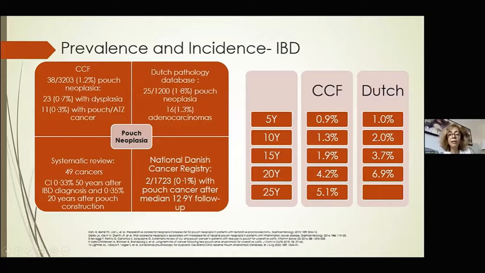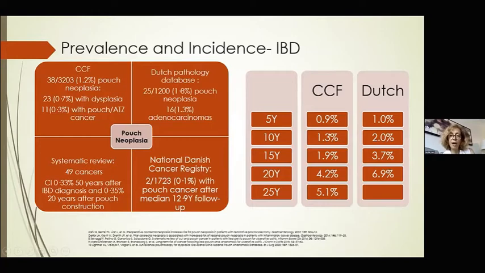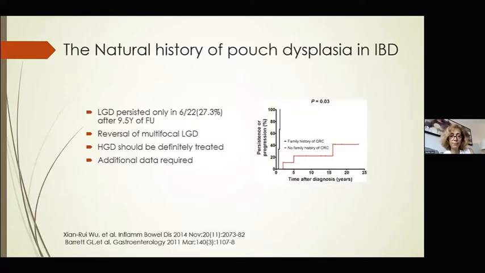And the right panel shows the cumulative incidence of pouch dysplasia in IBD between 5 to 25 years post-surgery. These are pretty similar between the two cohorts, a little bit higher in the Dutch cohort.